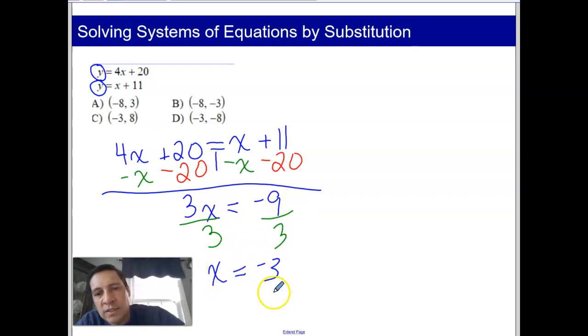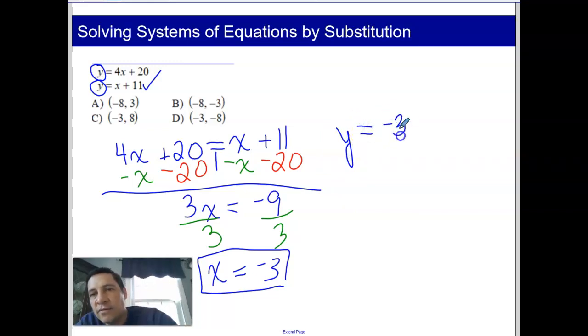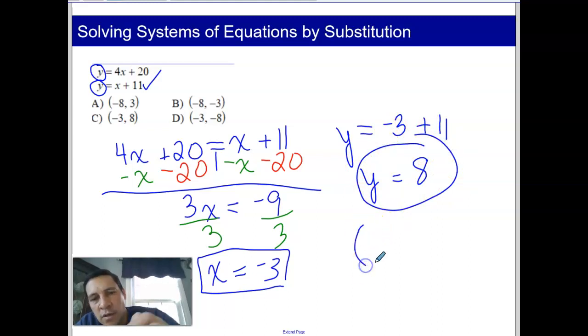Now, I am not done with this. This is just part of my solution, right? I want to find out where these two graphs will cross. What's the ordered pair that's the solution? Well, I know they'll cross when x is equal to negative 3, so I can just choose one of the equations, and I'm going to choose this one just because it's a little bit simpler to figure out what y is. I know y equals x plus 11. I'm going to take out that x and put in negative 3 plus 11. y is equal to 8. These two lines would cross at the point negative 3, 8.